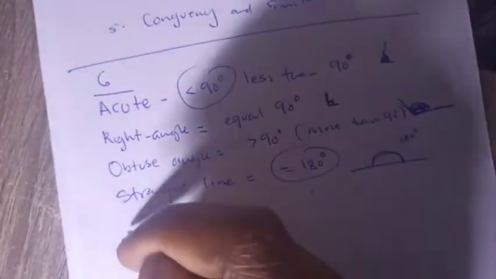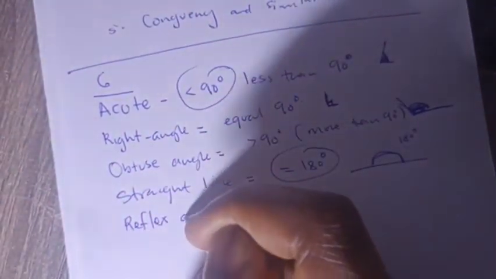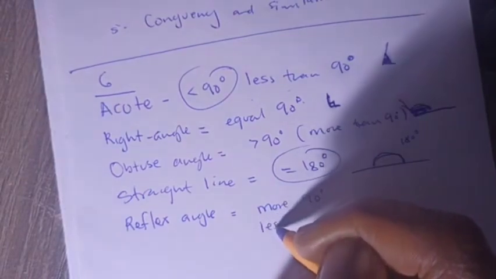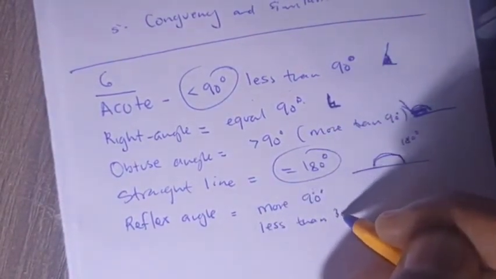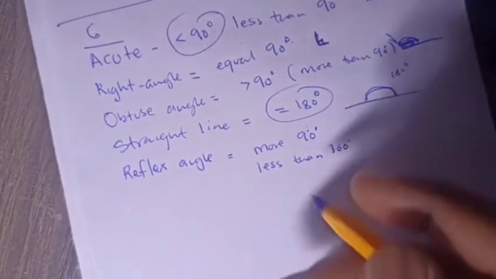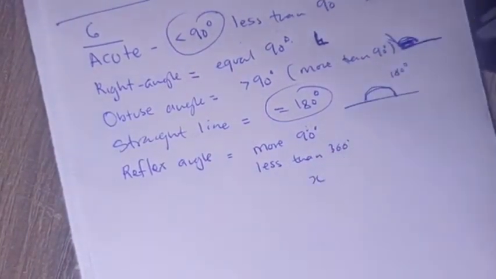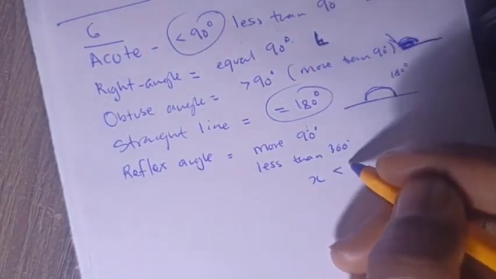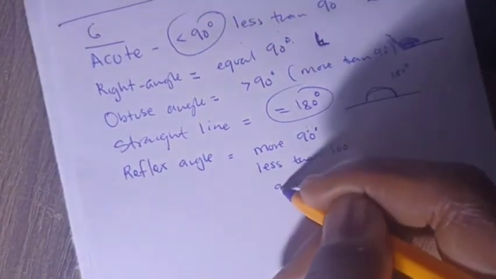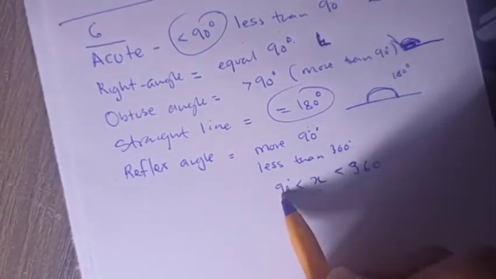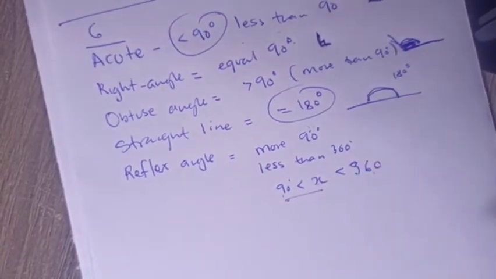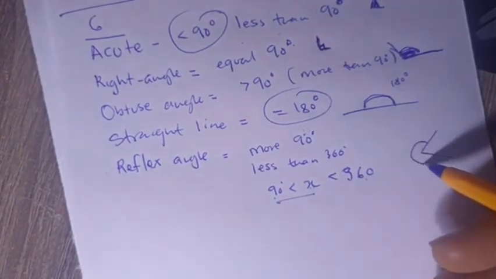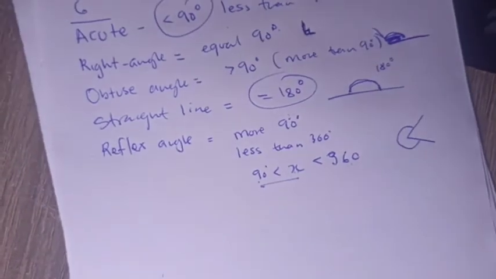And then we've got what? A reflex angle. What is a reflex angle? A reflex angle is more than 90 but less than 360. If I were to write it in terms of x, let x represent a particular angle. The angle must be in between 90 and 360. So it's greater than 90, but less than 360. So that's your reflex angle. This one inside is an acute angle, and that one outside there will be your reflex angle. I hope you can see it right there.